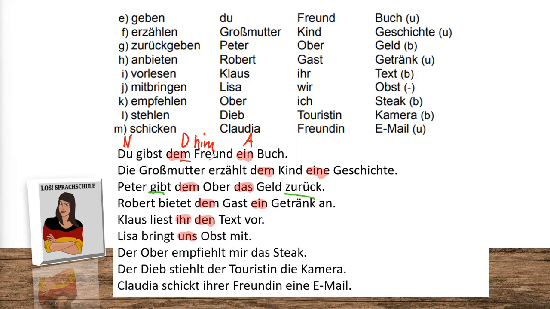Lisa brings us fruit. Here we have to pay attention a little bit. We don't have any article, and Obst by itself does not have a plural anyway. It's one of those like water or music, stuff like that, without a plural option.